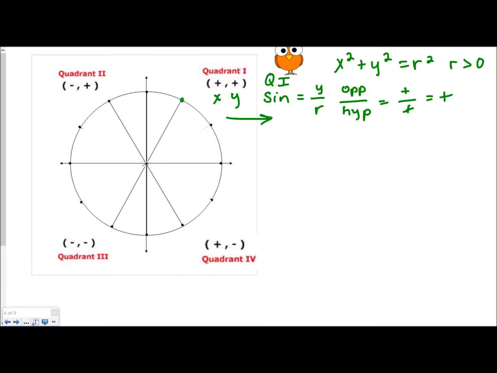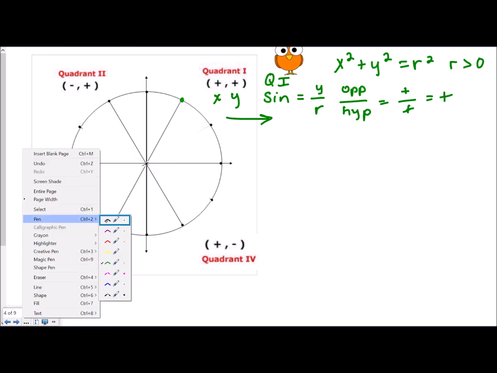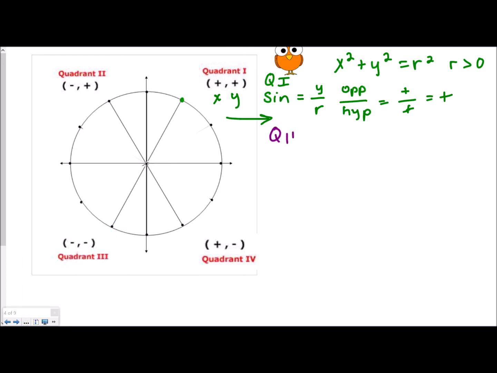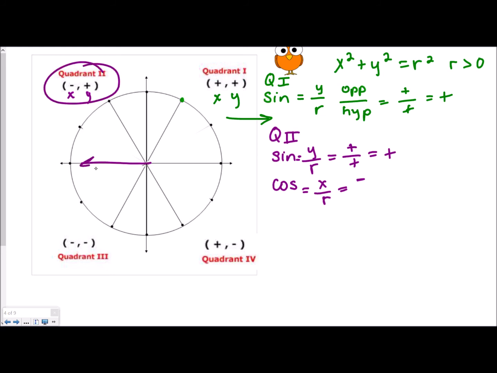Now, if we move over here to quadrant 2, x is negative, y is positive. So the sine, which is y over r again, is going to be a positive divided by a positive. That'll still be positive. What about cosine, though? Cosine is x over r. That is a negative value because we're in quadrant 2 and that's moving left, which is negative on the x-axis, divided by a positive value, which gives you a negative.